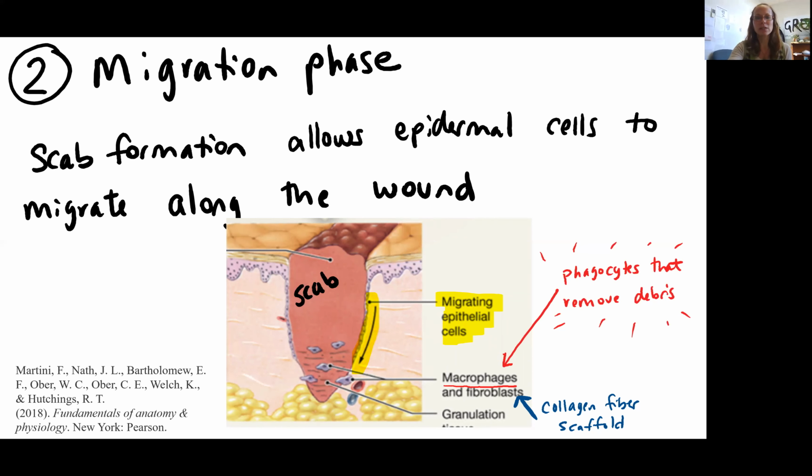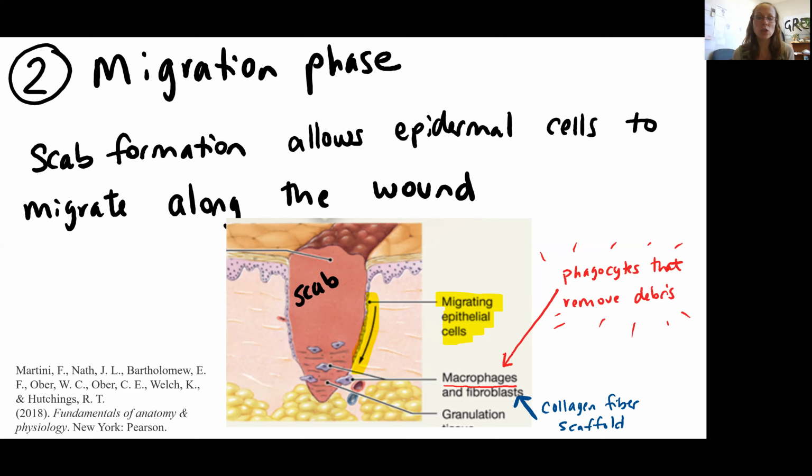Our second phase is called the migration phase, and this is when the scab is allowing the epidermal cells to migrate along the base of the wound. So the scab is formed with the blood clot as well as some of that other broken tissue. Notice your epidermal cells are coming down the base of the scab so that we're able to kind of seal off that wound, and then we're going to be building up that epidermal tissue.